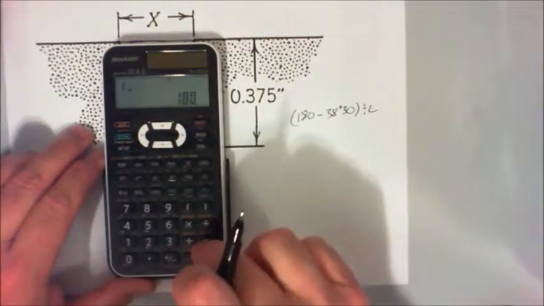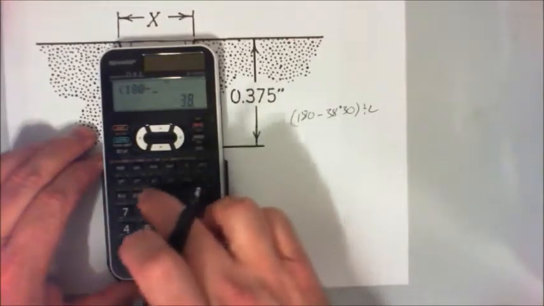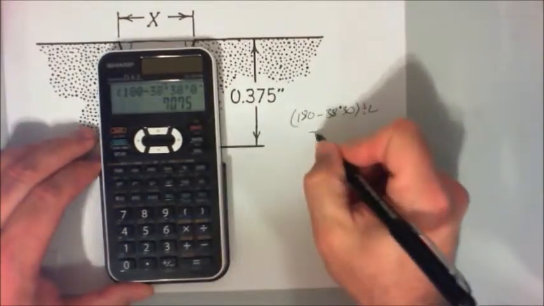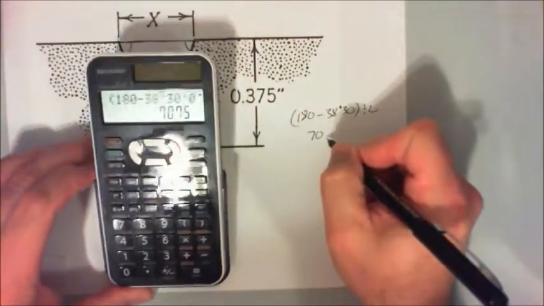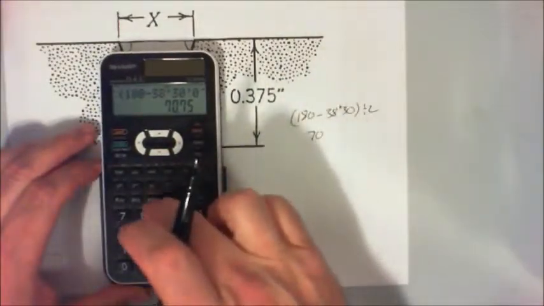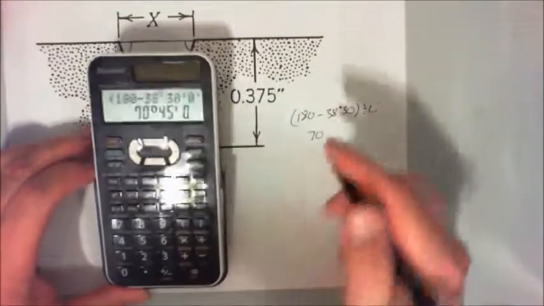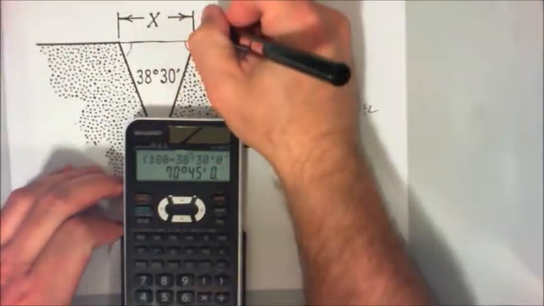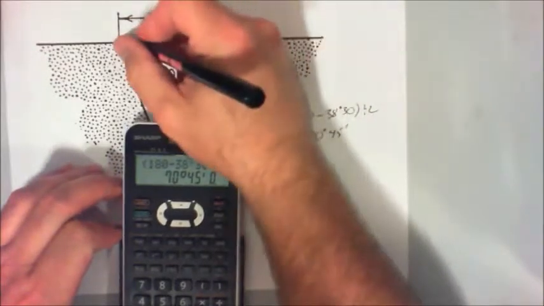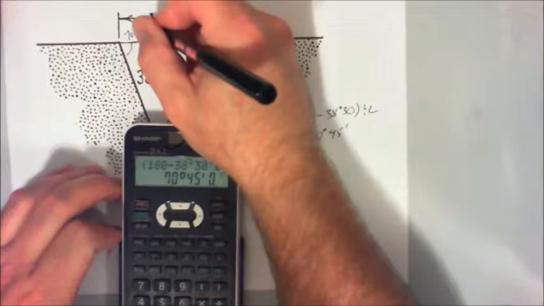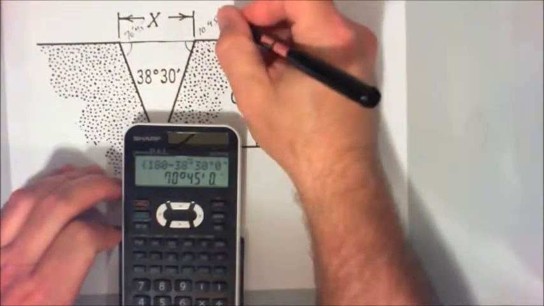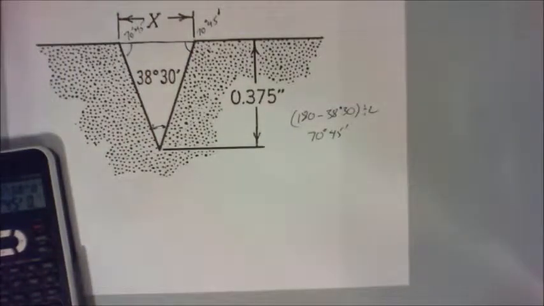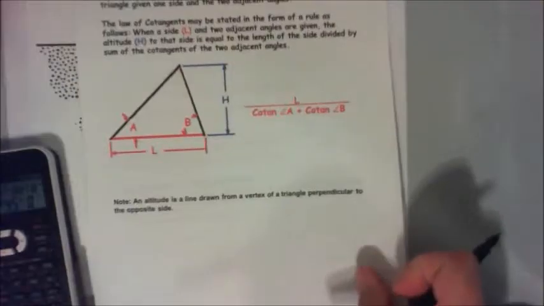Bracket 180 minus 38 30 divide by 2 equals 70. Well, we'll keep it in DMS since we're here. Second function DMS, 70, 45. So this guy here is 70, 45. This guy here is 70, 45. You're like, well, Ray, what does that give me? Okay.